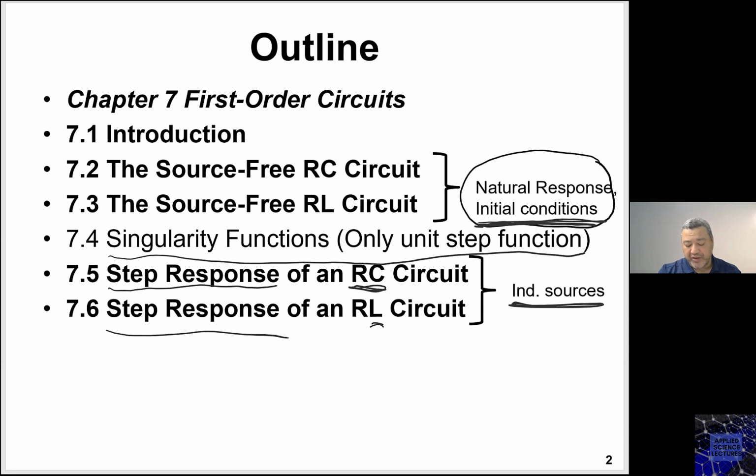Step response of an RL circuit. Basically, we're going to look at the transient response for a circuit that has an inductor and resistors with the existence of independent sources. So two main types: an RC or RL circuit that has energy stored already in it, and now there are no other sources, and this energy is being dissipated in the resistors. This is the natural response. And then a step response, due to the existence of energy sources, and we're going to see how this circuit is going to behave.